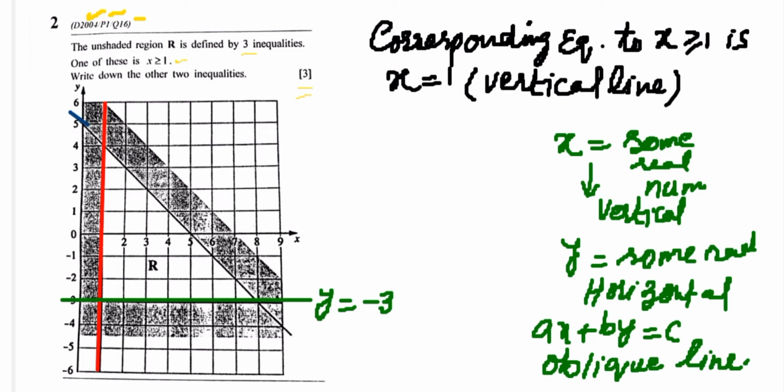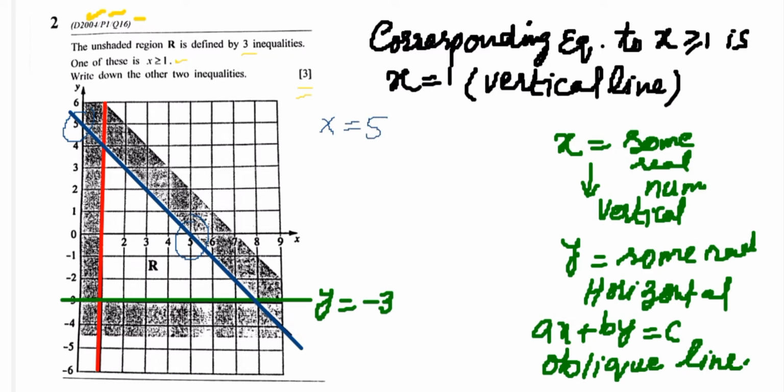This one is your third and last line. This is your oblique line here. Now, what is the equation of this line here? This line, that is the oblique line here. Very simple way: if you see, this line cuts the x-axis at 5. Similarly, this line again cuts the y-axis at y is equal to 5. So this line cuts the x-axis at x is equal to 5.